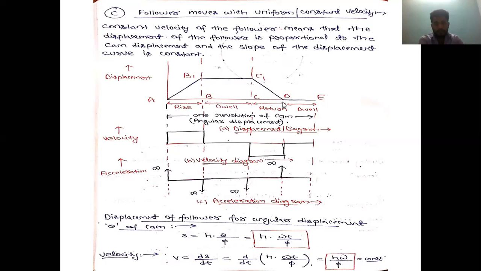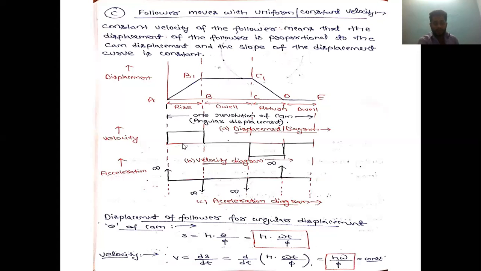Again, at this point, if there is any dwell, there is no motion of the follower, and this cycle will repeat. Y-axis is displacement, x-axis here is not time but cam angle theta, which is nothing but a combination of rise, dwell, return, dwell.